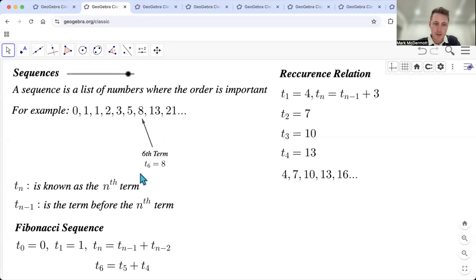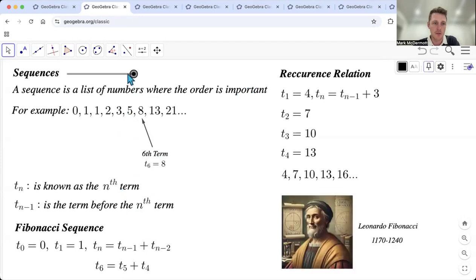Yeah, so in the case of the 6th term, t sub 6 was 8, so t sub 6 is t sub 5 plus t sub 4. So that's just 5 plus 3. Yeah, 5 plus 3. Okay, here's a picture, AI generated, Leonardo Fibonacci, 1170 to 1240. So he lived a long time ago.